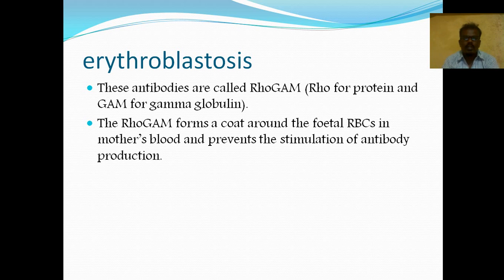So this RhoGAM forms a coat around the fetal RBC in the mother's blood. What happens is that this protein and globulin, RhoGAM, makes a thick coat around the fetal RBC, the baby's RBC, in the mother's blood, and prevents the stimulation of antibody production.